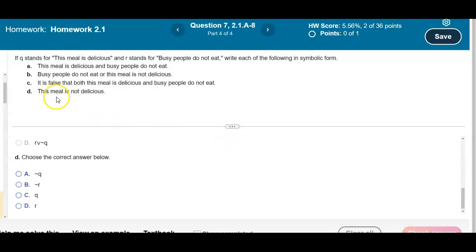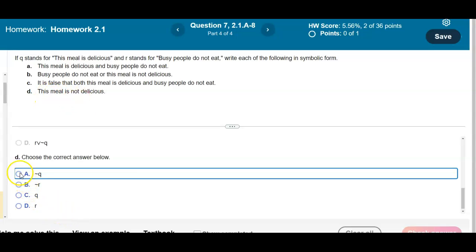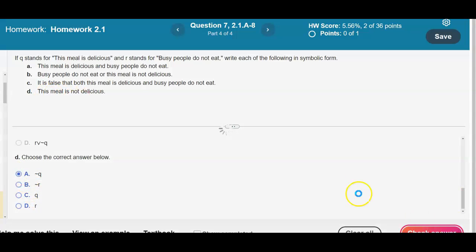Next, this says that this meal is not delicious. So that means that this meal is delicious, and that stands for Q, so that's going to be the negation of Q. So we're going to select negation of Q.